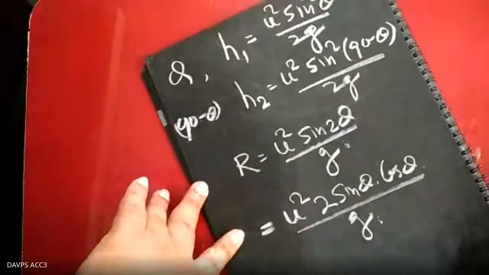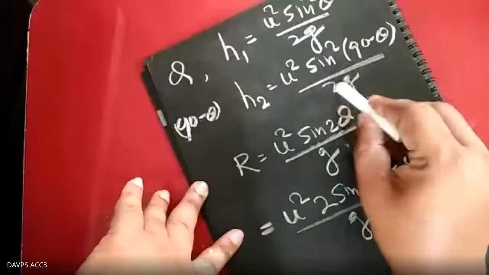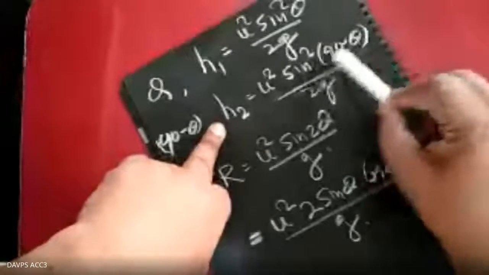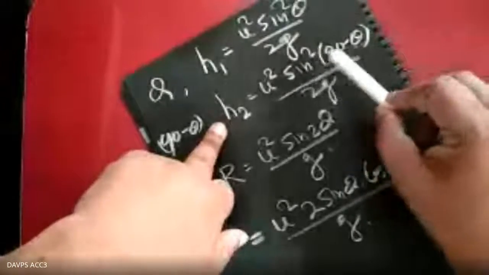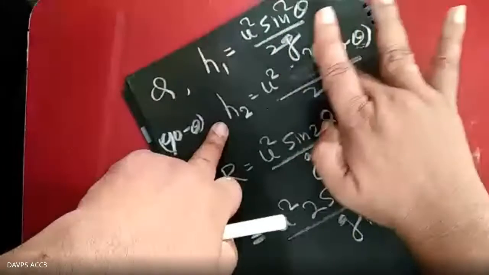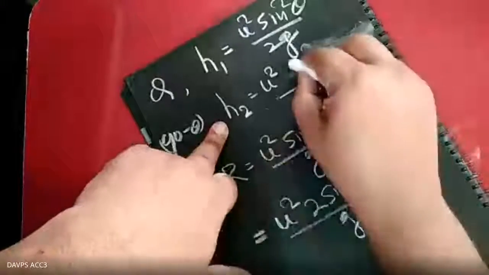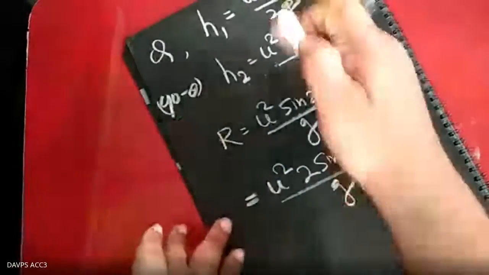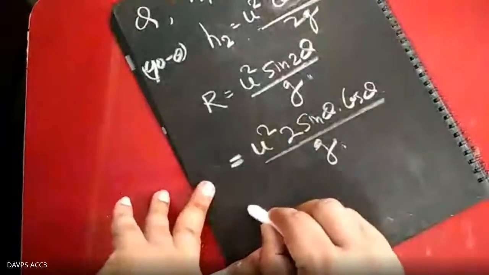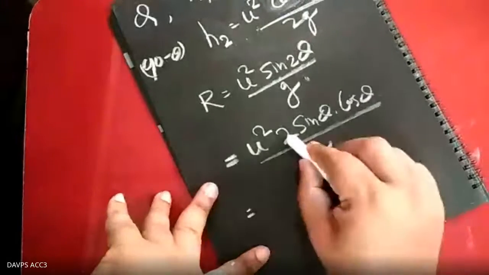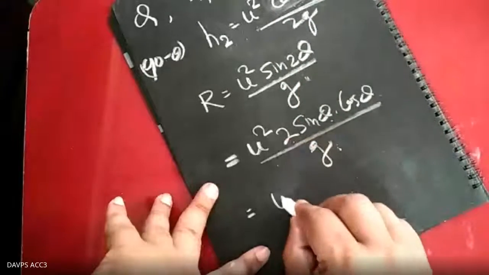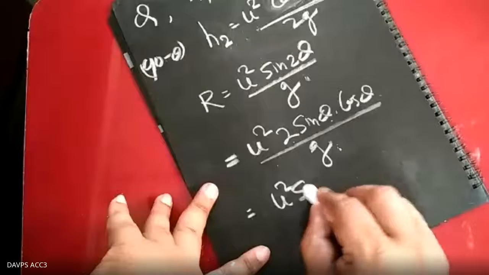So here what are we finding? This term h2, what is the formula? If h2 is converted, u square sine 90 minus theta, what is its value? Sine of 90 minus theta is cos theta, so it can be written as cos square theta. I am replacing this with cos square theta, that is u square cos square theta. I am just adjusting here. So u square 2 sine theta.